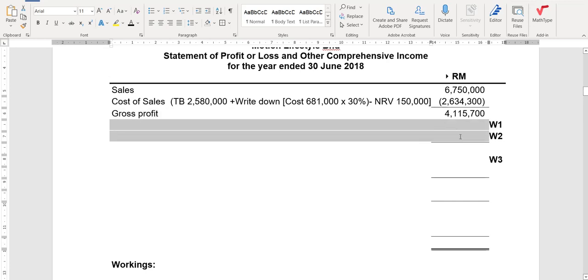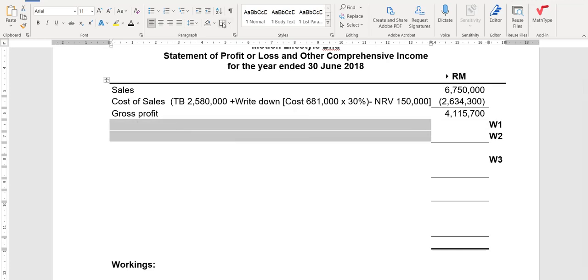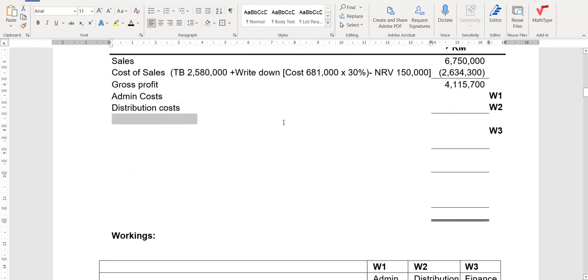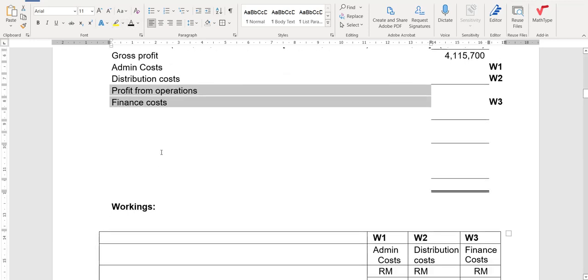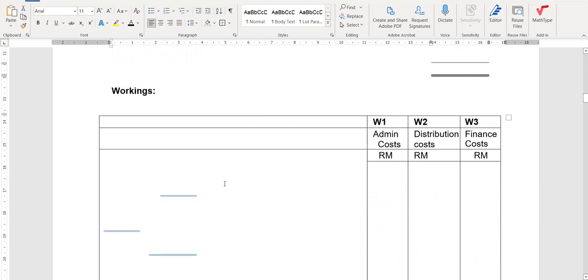Then our workings: our admin expenses and our selling expenses. There are no other income. If you have other income, include that. And what you will do is you will get profit from operation, and I'm now going to show you 3 workings straight away: admin, distribution, and finance cost. This one is at the bottom here.